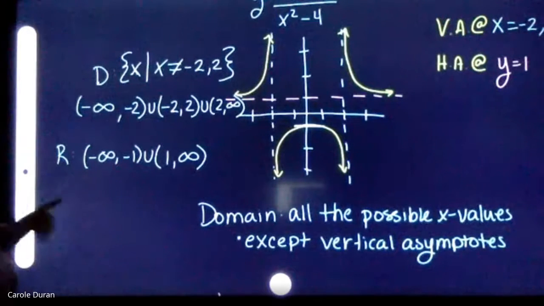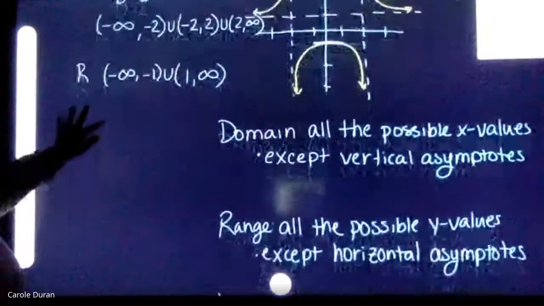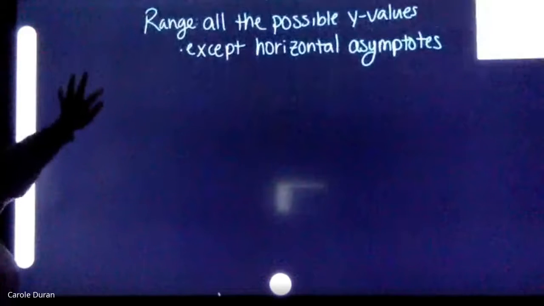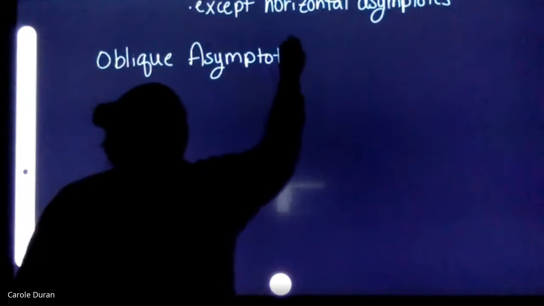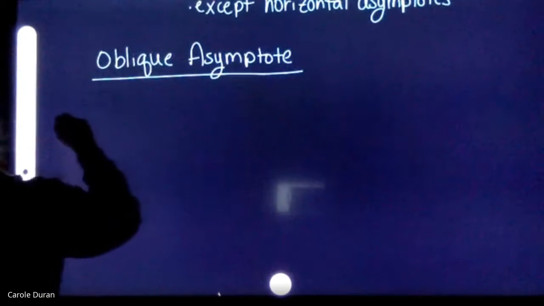I'm about to make it a little bit more complicated because, you know, I love to do that. And I'm going to tell you that we are no longer just limited to vertical and horizontal asymptotes. It's also possible that we have an oblique asymptote.